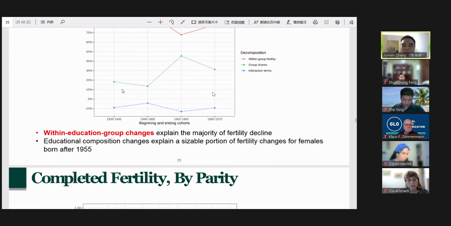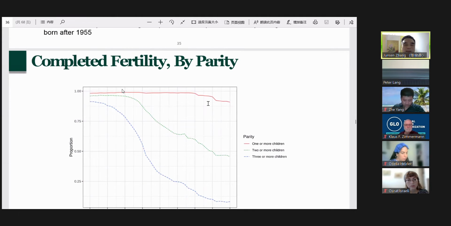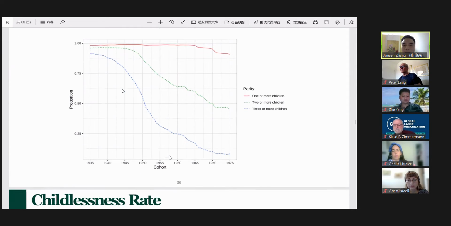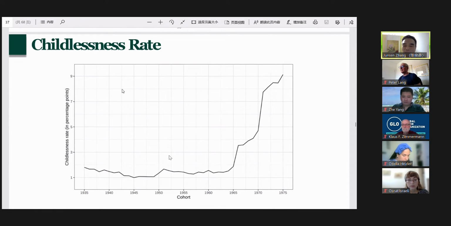And the interaction term is very small. And this is by parity. One and more children is about one. And then two and more children, or three and more children, declines over time significantly. The childless rate has also gone up tremendously. Before 1965, the childless rate was very low, but since 1965, it has been going up crazy.